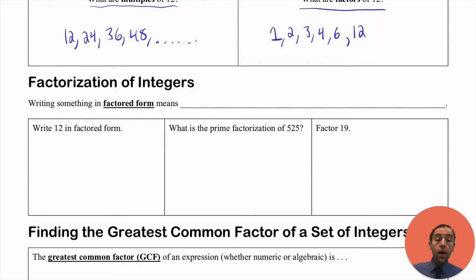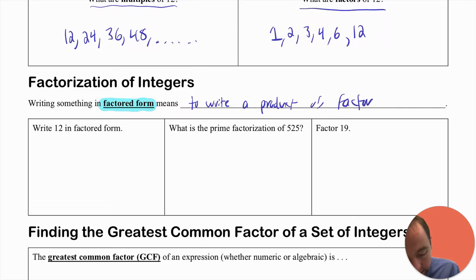All right, so now we're going to get into the realm of factoring expressions. To write something in factored form means that you write whatever it is, the number or the expression, so that it is a product of some of its factors. So writing something in factored form means to write a product of factors. You'll see what I mean through examples here. In this first example, we're asked to write 12 in factored form. So we want to write a product of factors to equal 12.